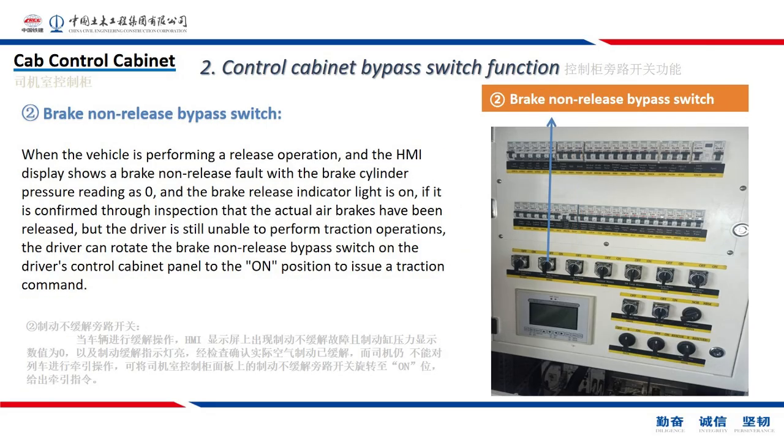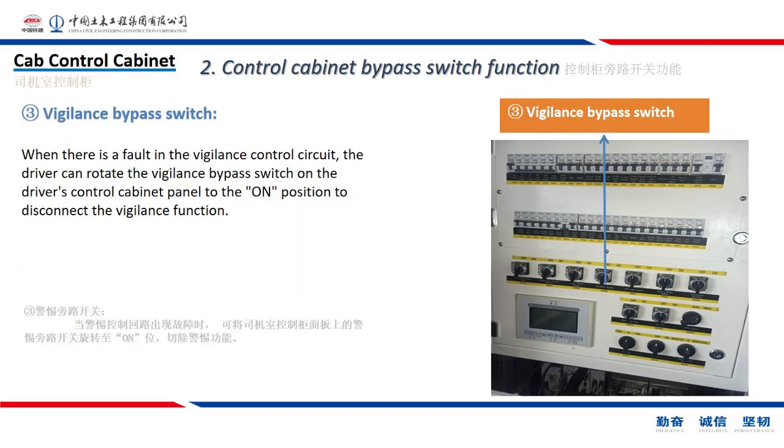Slide 33, Brake Non-Release Bypass Switch. The second is the Brake Non-Release Bypass Switch. If the system indicates a brake fault, even though inspection confirms that the air brakes are released, the driver may be unable to issue traction commands. In that case, turning this switch to on allows traction. This ensures the train can continue to move safely after verification.